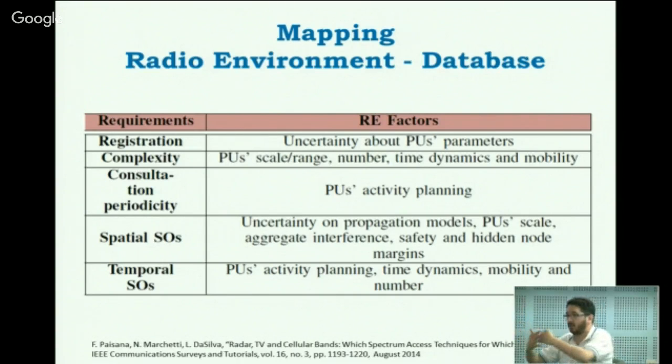We basically mapped them with spectrum access techniques. So we did a matrix where you have sensing, cooperative sensing, database, and beaconing, and we see for each band which technique you should use. Depending on the specific characteristics of the band, you should pick one or the other. Radio environment factors are basically characteristics of the electromagnetic environment, like interference, multipath, and mobility.